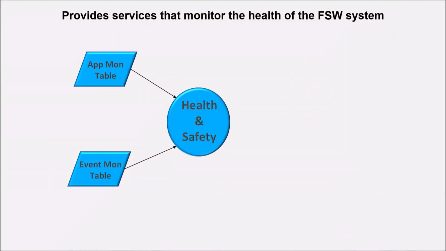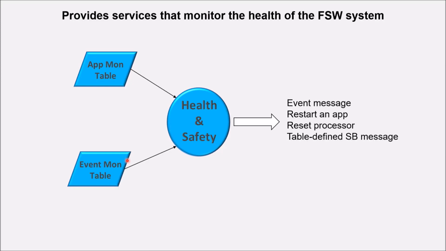First, I'm going to provide a brief introduction to each of the apps, and then I'll provide details of how the apps are configured for the demo. Here's the Health and Safety app, whose primary purpose is to provide services that monitor the health of the flight software system. The App Monitor table defines which app execution counter should be monitored to verify whether an app is executing properly. The Event Monitor table can be configured to monitor for specific events that are generated by other CFS components. The app and event monitors can take the following actions when a monitor trips.